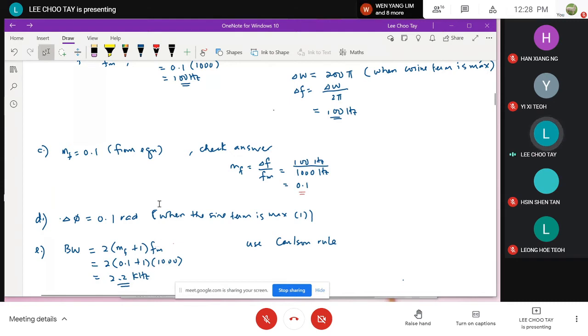Both methods are acceptable, but if you use Coulson's rule, then you need to write down what Coulson's rule is, then put in the values and get your answer. If you want to use the bandwidth equals 2 FM equation, then you must state why you use that equation. The reason is that your modulation index is very small as compared to 1, so it's actually a narrowband FM. The narrowband FM bandwidth equation is 2 FM. If you want to do that, it's fine as well.